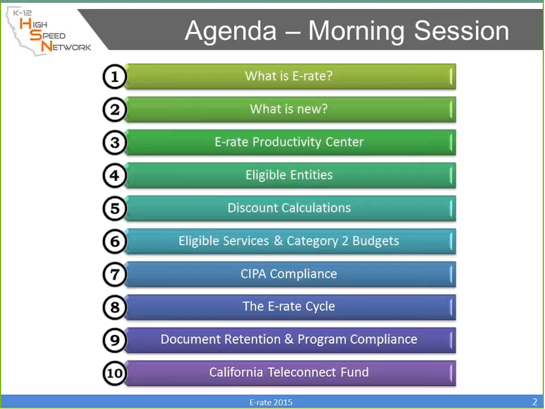As you can see, we have quite a full agenda today. What is E-rate? What's new to E-rate? We're just going to highlight that real quickly in the beginning for those of you who have been around E-rate for a little bit. We'll talk about one of the biggest changes this year, which is the E-rate Productivity Center. Eligible entities, discount calculations, eligible services, and the Category 2 budget, CIPA compliance, the entire cycle of E-rate, at least through the funding commitment decision letter process, document retention and program compliance, and then we'll just touch real briefly on the California Teleconnect Fund.